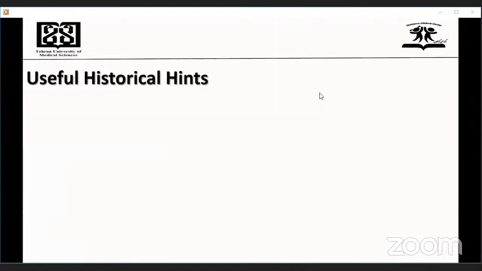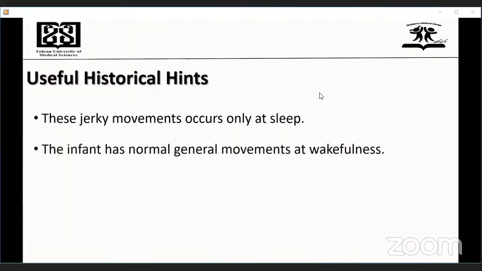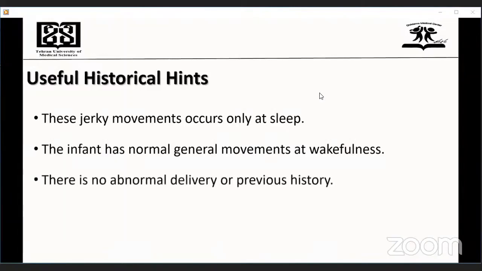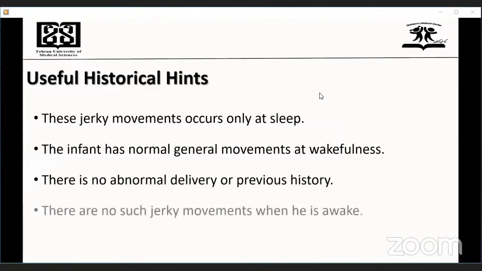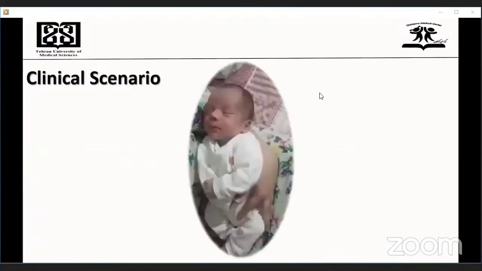Let's have a look at the useful historical hints. First of all, these jerky movements occur only in sleep. The infant has normal general movements at wakefulness, and there is no abnormal delivery or previous history. There are no such jerky movements when he is awake. Dad also has similar jerky movements in sleep. Let's have a look at the video clip provided by the parents.